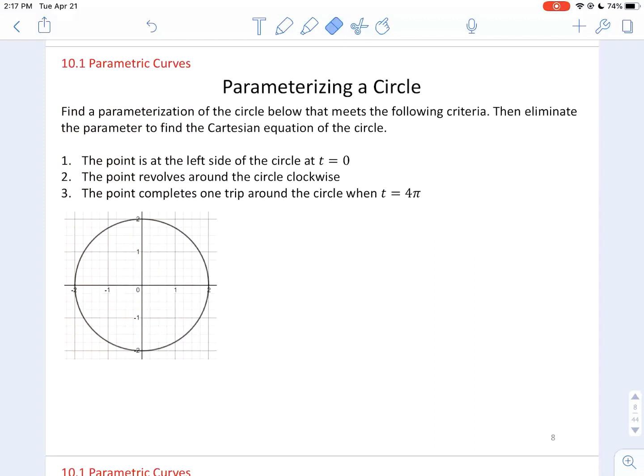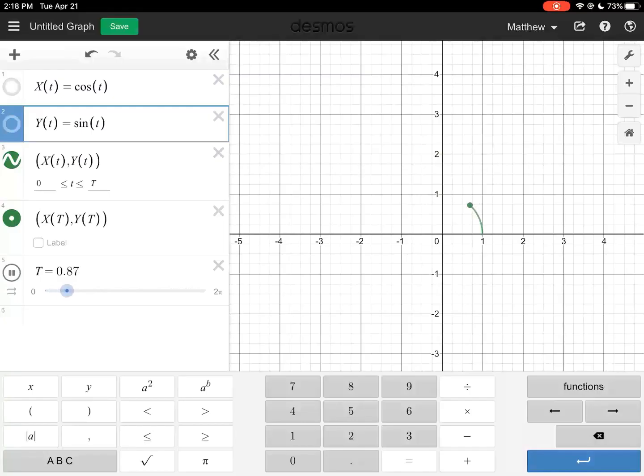Find a parameterization of the circle below that meets the following criteria. Then eliminate the parameter to find the Cartesian equation of the circle. At time 0, we want to be at the left side. We want it to go clockwise. We want it to finish by the time we get to 4 pi, which means that it's over here by the time half that interval. It's up here when time is pi, and it's down here when time is 3 pi.